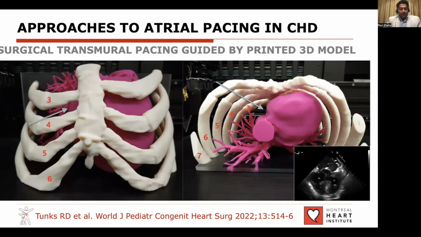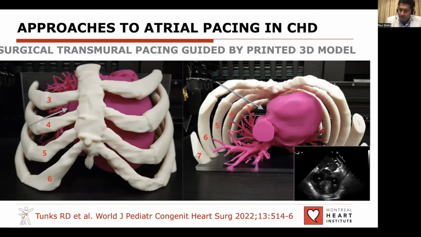And so this is one case report where the patient had complex anatomy with an extracardiac conduit Fontan, and they resorted to using a printed 3D model of the rib cage and heart in order to guide the surgical approach. And what they did in this particular case was they resected this costochondral junction of the fourth rib and then directed a needle in that area medial to the extracardiac Fontan to reach the pulmonary venous atrium.